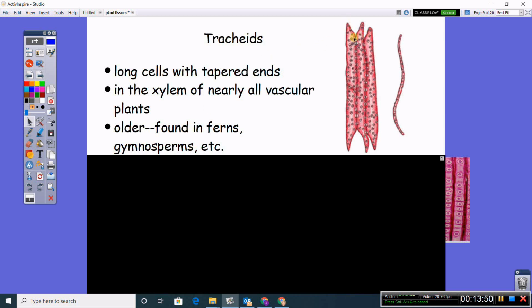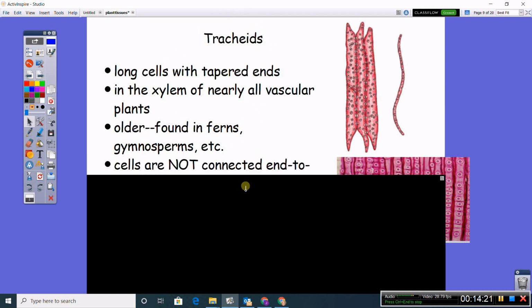So you do see the same sort of shape where it gets skinnier on the ends, but you might notice all these spots on there. Those are not just spots, those are pores. Because these are all lined up next to each other, the water can be drawn up and then can enter a different tracheid by passing through one of these pores when they're right next to each other like that. So this is the older of our two water-conducting cells.